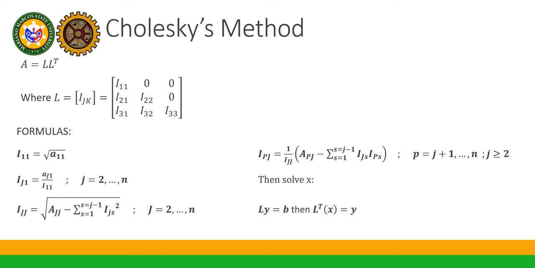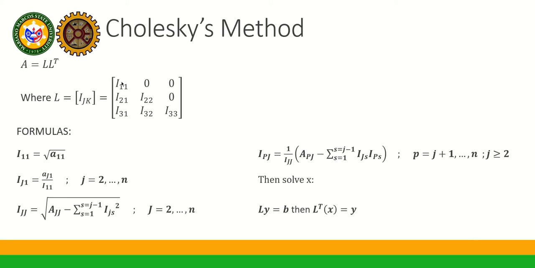So we have our matrix A equal to L times L raised to T. L raised to T, as we know, is the transpose of the matrix L. Alam naman natin kung ano yung transpose of a matrix. Of course, yung kanyang row magiging column and yung column magiging row. So, where L is equal to l_ij, which is equal to this matrix.